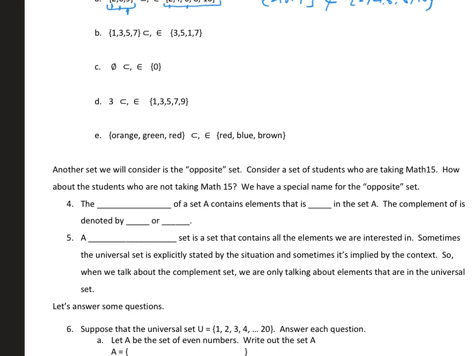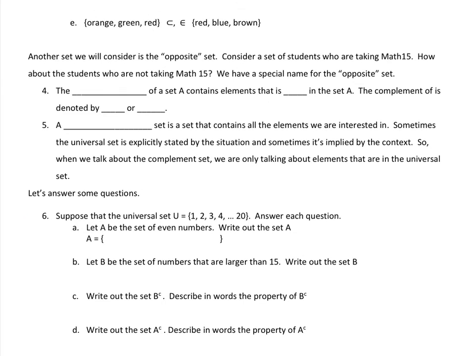All right, let's look at number 4. Another set we're going to consider is the opposite set. Consider a set of students who are taking Math 15, so that's M. How about the students who are not taking Math 15? They're kind of like the opposite. Either you're taking Math 15, or you're not taking Math 15. They're kind of like opposites of each other. We have a special name for this opposite set. So, the complement.